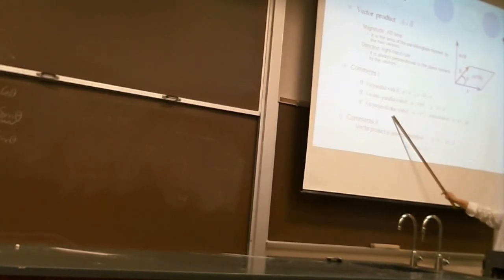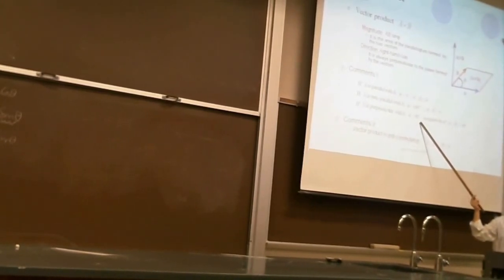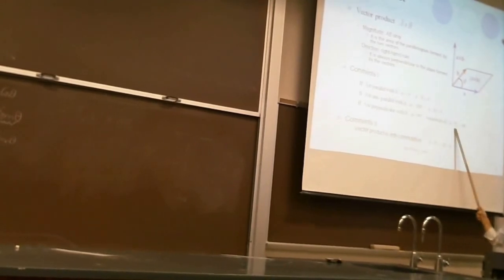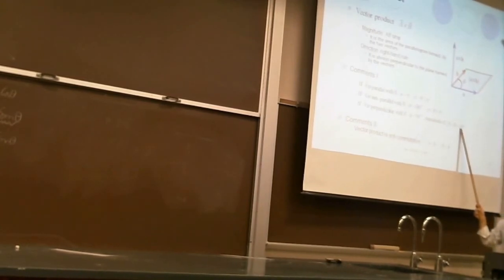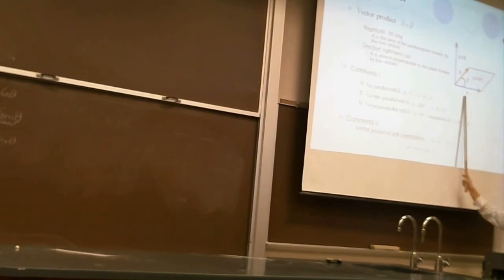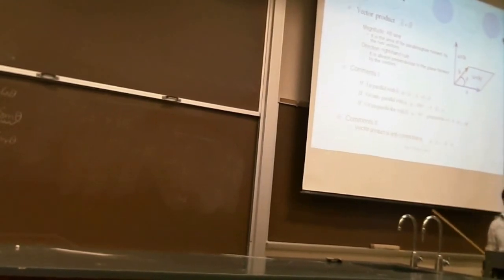If A is perpendicular to B, then the angle is 90 degrees. In that case, sine 90 degrees equals 1. So the magnitude of A cross B is A multiplied by B. It gives you the maximum value. Geometrically, that means the parallelogram becomes a rectangle.